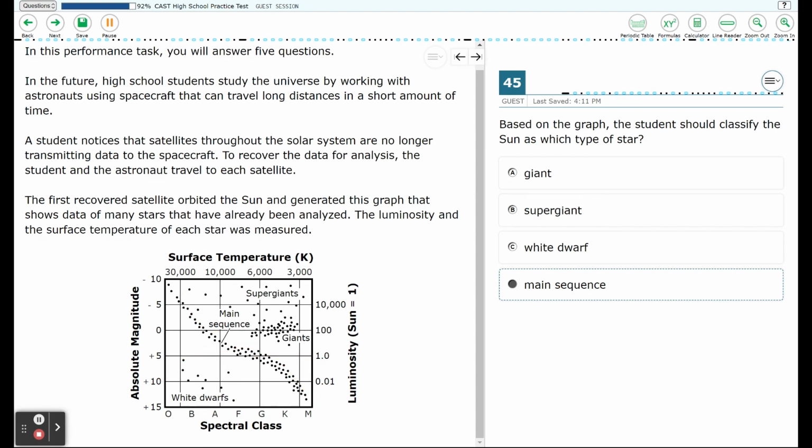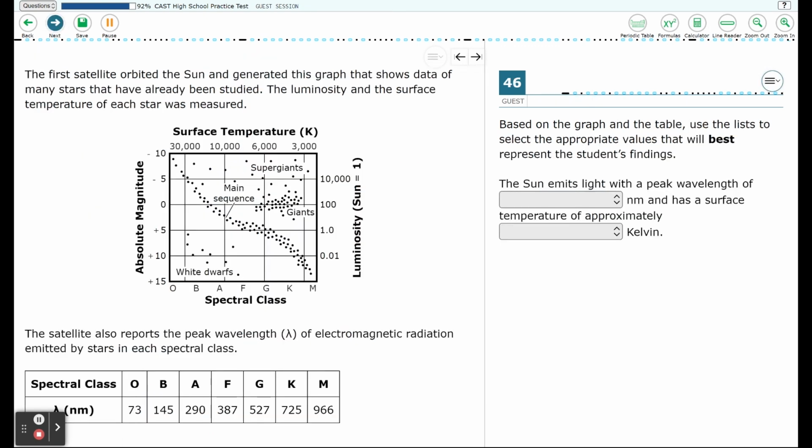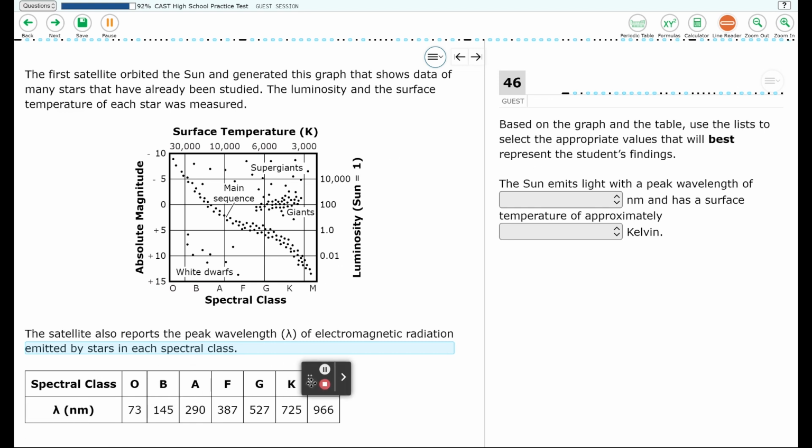All right, moving on to question 46. The first satellite, I guess the top part's the same there. We've still got our Hertzsprung-Russell diagram. And then we see the satellite also reports the peak wavelength, lambda, of electromagnetic radiation emitted by stars in each spectral class. And so we can see a chart here of each spectral class, O, B, A, F, G, K, M, and the wavelength in nanometers of 73 through 966.